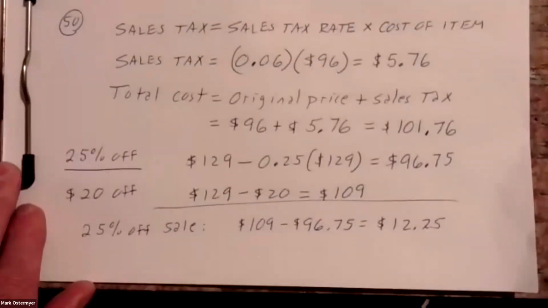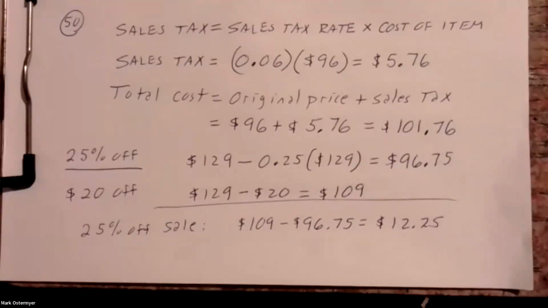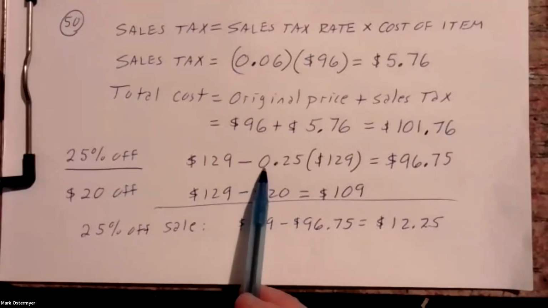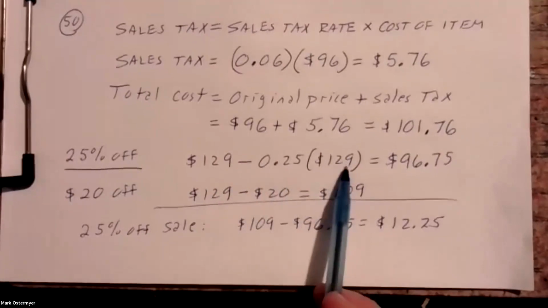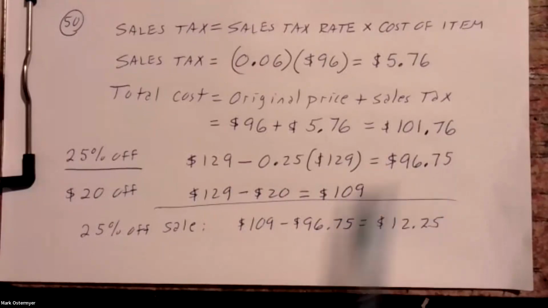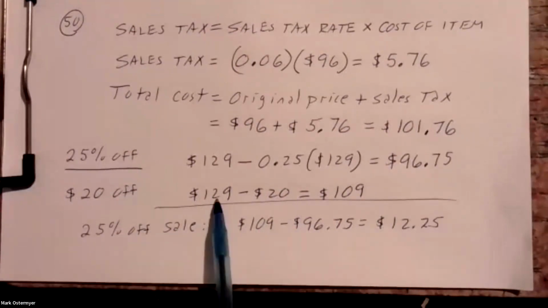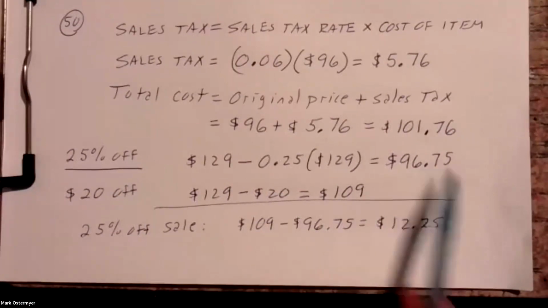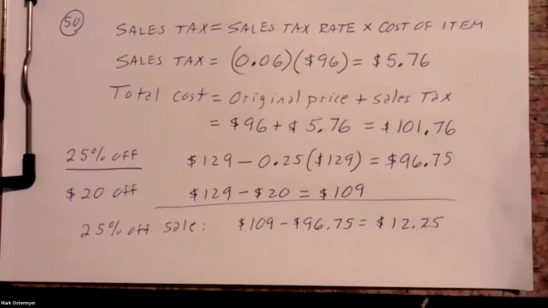It looks like the 25% off sale is going to save us some more money. 25% off $129 is going to be $129 minus 0.25 times 129. Takes us down to our final price of $96.75. If you knock off just $20 off of 129, you still have to pay 109. So it looks like the 25% off sale saves us $32.25. Anybody compute that?